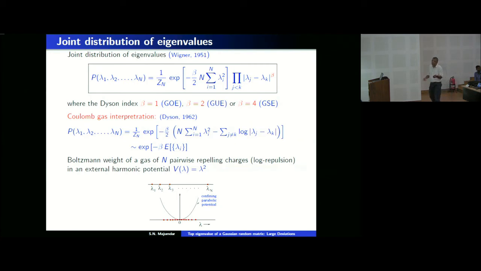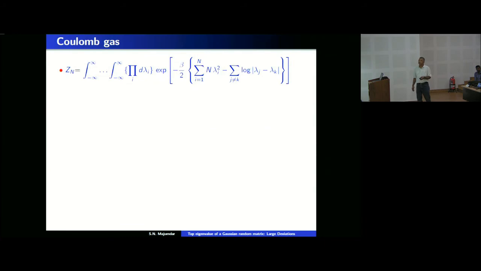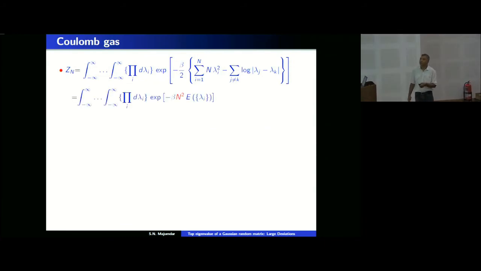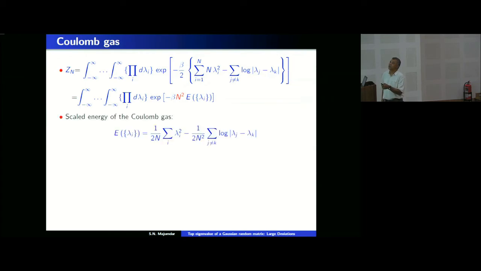And how far does it spread? I want to calculate the density of states, basically. Now, one thing before I proceed is that you can write this term this way. I take out a factor n square and just write the energy as 1 over 2n summation lambda i square. Because lambda is of order 1, this sum is of order n, so this is order 1 energy, and the interaction term is also of order 1 because of the n squared factor. So I can just pull out a factor of n squared.